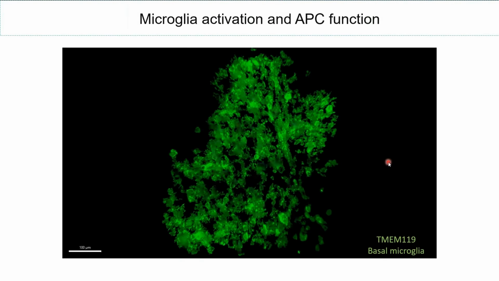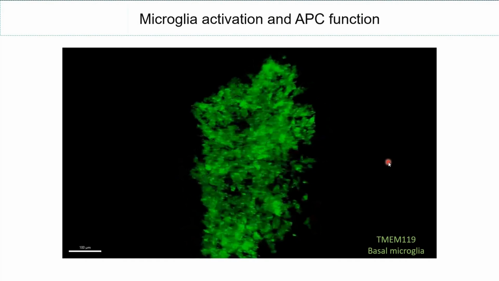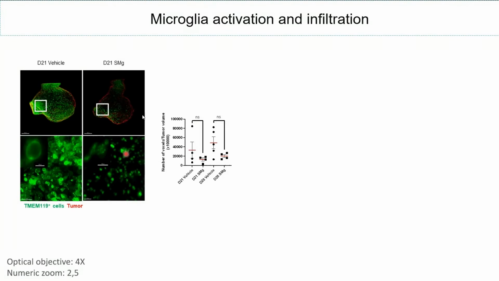So we used again light sheet imaging to see the entire organ with the microglia, and really to catch the morphology of these microglia cells. And what we obtained is that in a control tumor, we could have varying quantities of TMEM cells, reflecting that in these control tumors, microglia could be at different states of activation.